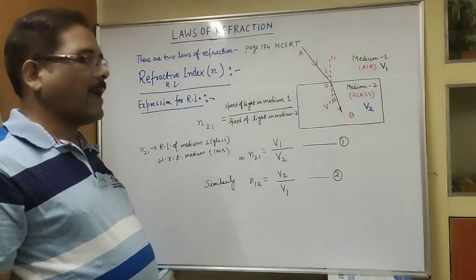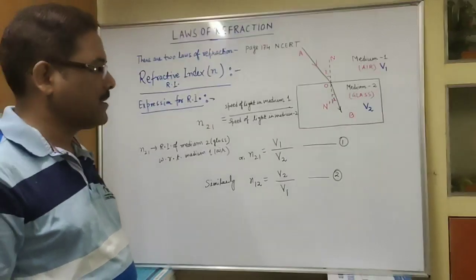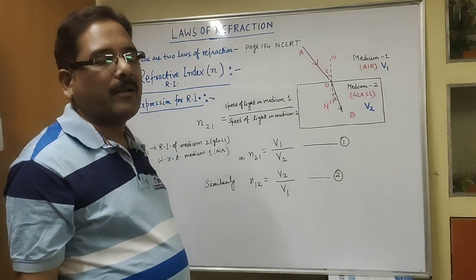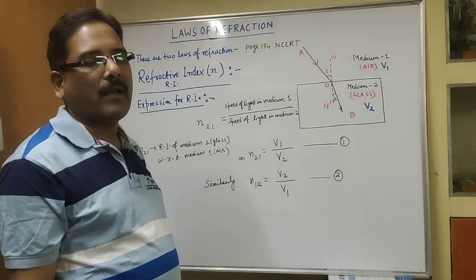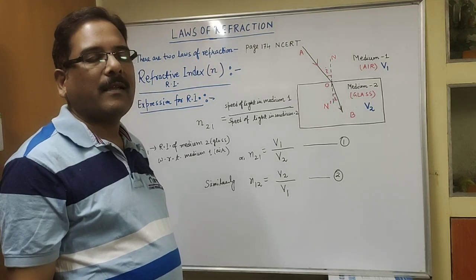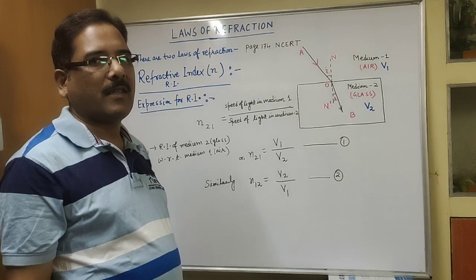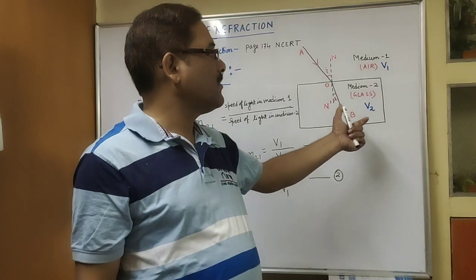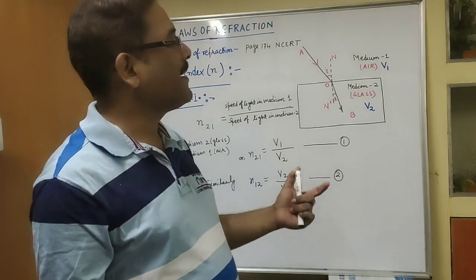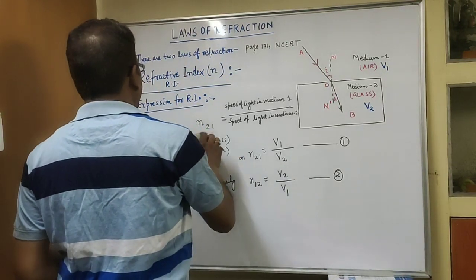Now there is a concept of absolute refractive index. You can get a question: what do you mean by absolute refractive index? Whenever we are calculating the refractive index of another medium, or you can say a medium 2, with respect to vacuum or air, then that refractive index is known as absolute refractive index. Suppose we are calculating the refractive index of glass with respect to air, or of water with respect to air or vacuum, then it will be absolute refractive index. So let us write a definition for absolute refractive index also.